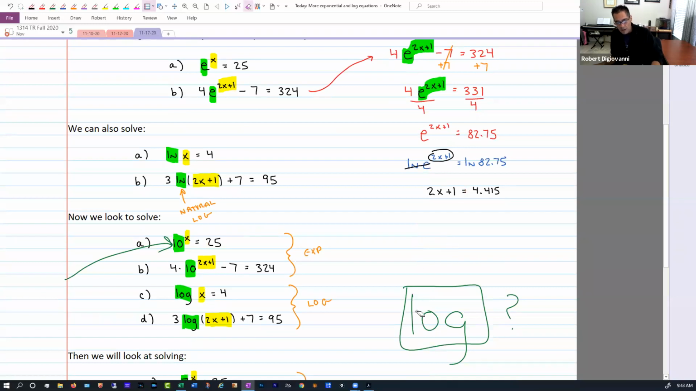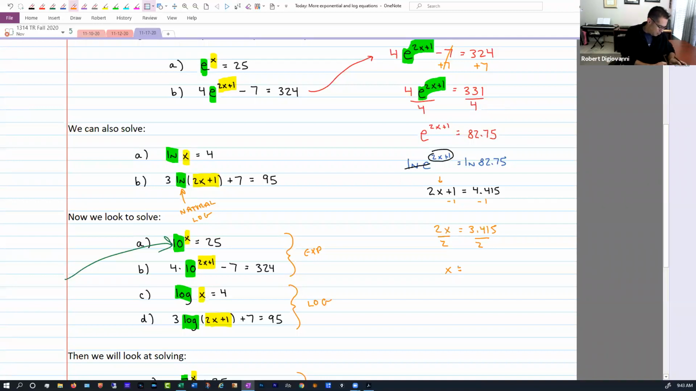And now at this point, what you're looking at is just a linear equation. This is back to stuff we've done before. We're just going to try and solve for that x. So I'll subtract 1. We get 2x equals 3.415. I need to get rid of the 2, so I divide by 2, and I get x is equal to 3.415 divided by 2, which is going to be 1.707. There we go.